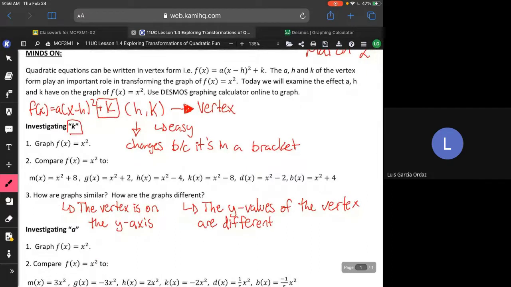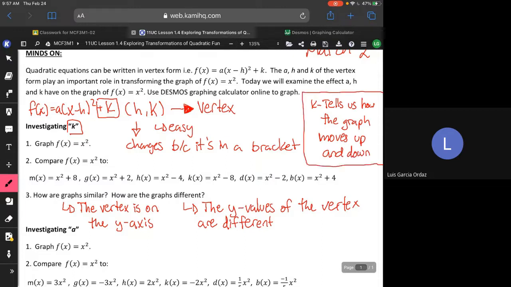So k, I'm going to write it here, tells us how the graph moves up and down. So if there is a plus in front of the k value, it moves up. If there is a negative in front of the k value, it moves down. So I'm going to write it over here, plus. Then this negative means moves down. Any questions so far? Pretty basic from last year.